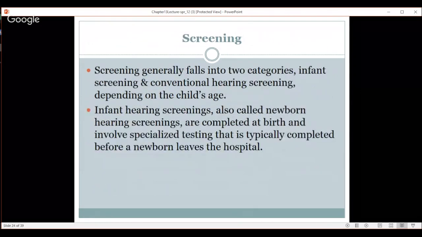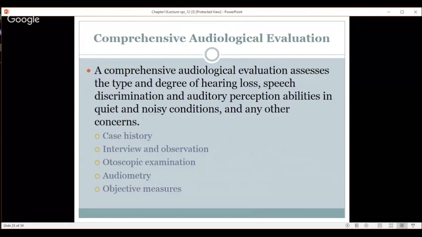Let me back up just a minute. The conventional hearing screenings, depending on the child's age, are referring to screenings that are done typically in the school system in first, third, and fifth grades. It's kind of like a mass hearing screening, where children will come in and just raise their hand to a series of beeps to make sure that that child is indeed hearing. And if not, then a comprehensive audiological evaluation might be recommended.